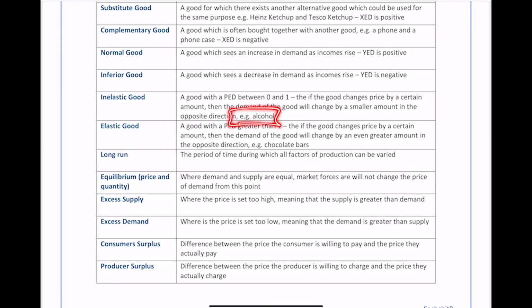So alcohol is an example. You can double the price and probably a lot of people will still buy it, because it tends to be goods which people really want or might be a necessity, or they might be addicted to it.